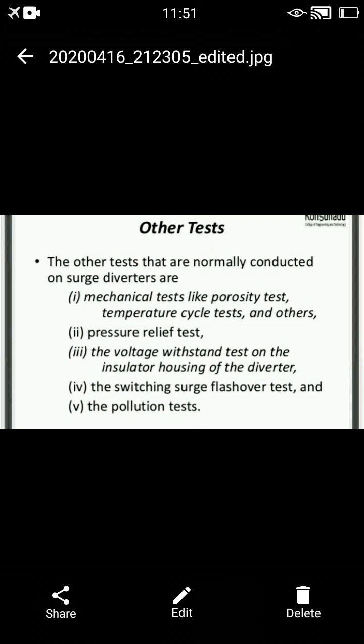And the last test is called the pollution test, because as we know these surge diverters are exposed in the atmosphere, where different pollutants are available. The test checks that those pollutants do not affect the life cycle of the surge diverter. So that type of test is called a pollution test.